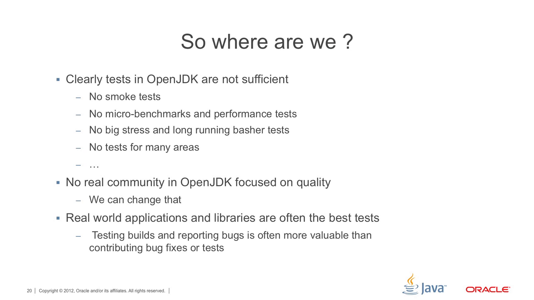We don't have a repository in OpenJDK for performance tests or micro benchmarks. We do have performance tests that people add into the JDK test tree that are not run automatically. But it would be nice if there was some place to push micro benchmarks in particular, because there are always performance fixes and performance changes going on, and we don't want to regress there. There aren't big stress tests or long running basher tests in OpenJDK. That's a whole other big area that could do with attention. And there are also many areas that do not have tests. I highlighted a couple of the more obvious ones.